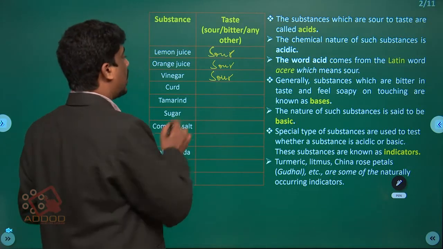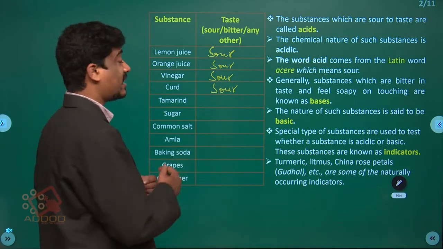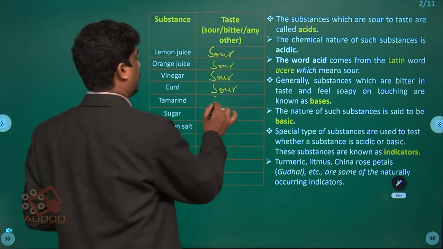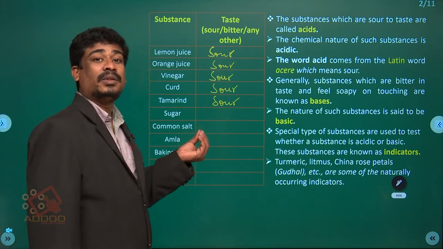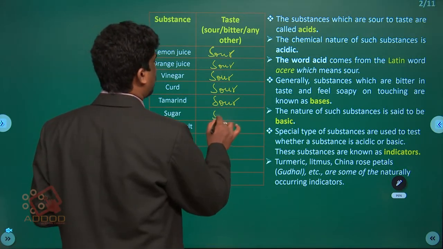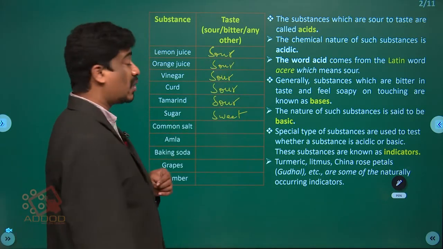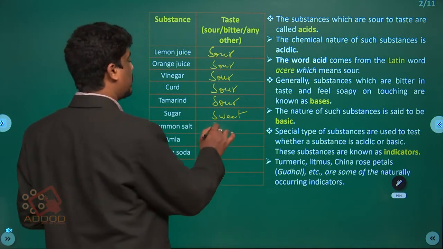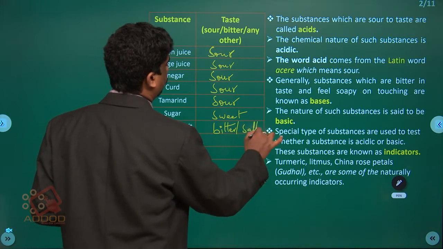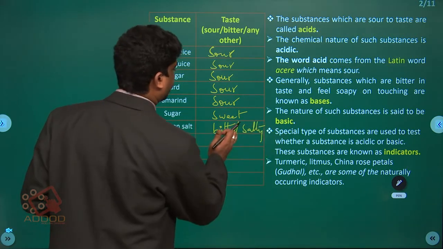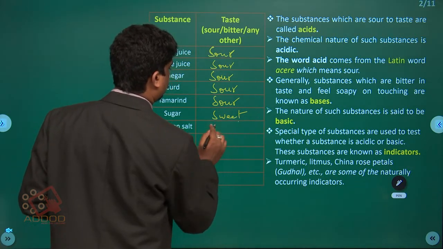The curd, even this is sour in taste, isn't it? While if you take tamarind, that is very sour. And sugar is sweet, isn't it? Sweet, not in between sour and bitter. And common salt, we cannot say it is bitter, it is salty.